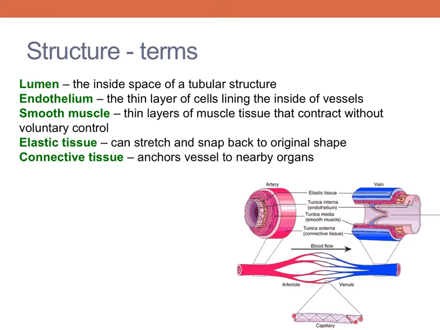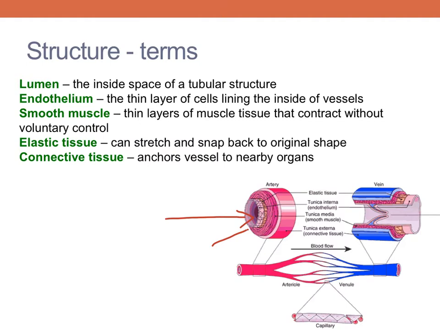So we need to know some terms here for the structure, so you need to learn these. The lumen is the inside space of a tubular structure, so this space in there where the blood is travelling. The endothelium is a thin layer of cells lining the inside of the vessel, so that's the next layer of cells here. And the smooth muscle is thin layers of muscle tissues that contract without voluntary control, so they just contract without you thinking about it.